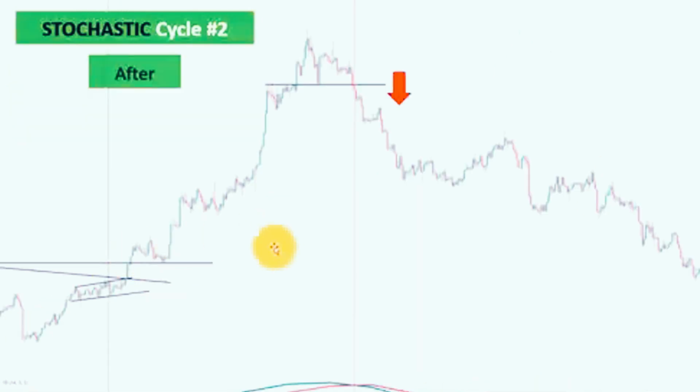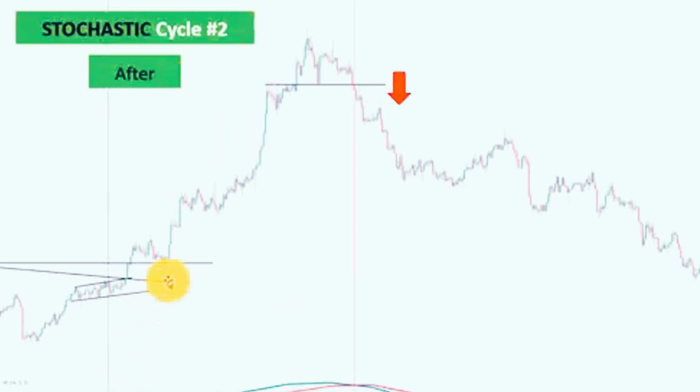You can see this is what happens afterwards. We have a very nice stochastic cycle to the downside, and then here another cycle would have started at the downside at the bottom. And the stochastic cycle, obviously nothing works 100% of the time, and sometimes those will fail, but it can be a great opportunity and a great strategy to use.